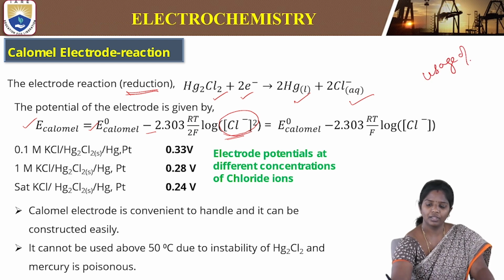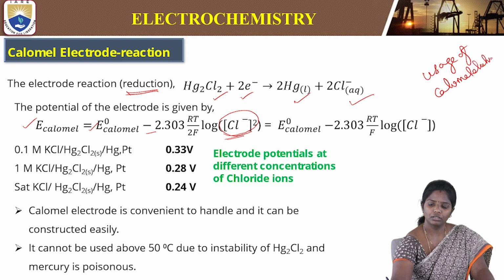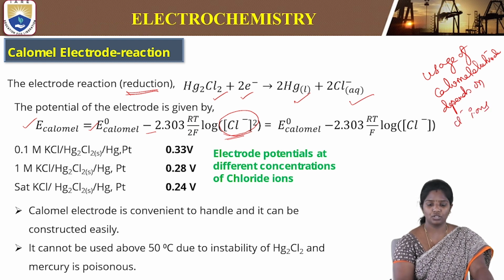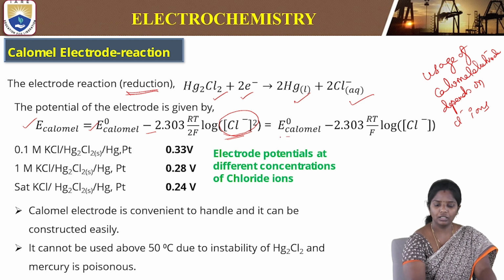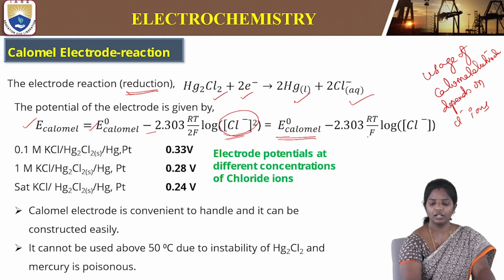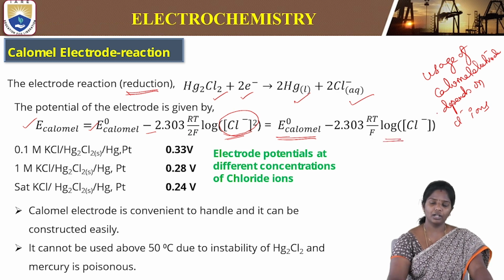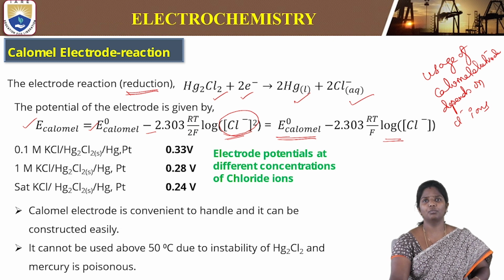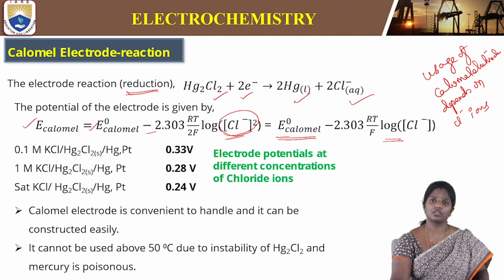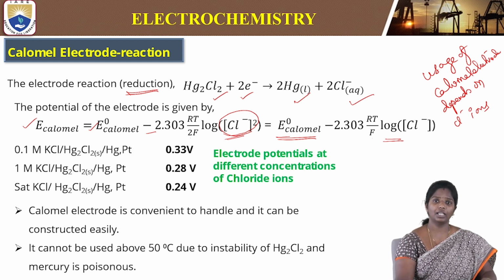So as we see from the formula, the usage of the calomel electrode depends on chloride ions. So it is again written as E calomel equals E naught calomel minus 2.303 RT by F log concentration of chloride ions. So the presence of chloride ions is very important. The concentration of chloride ions is also very important for a calomel electrode.